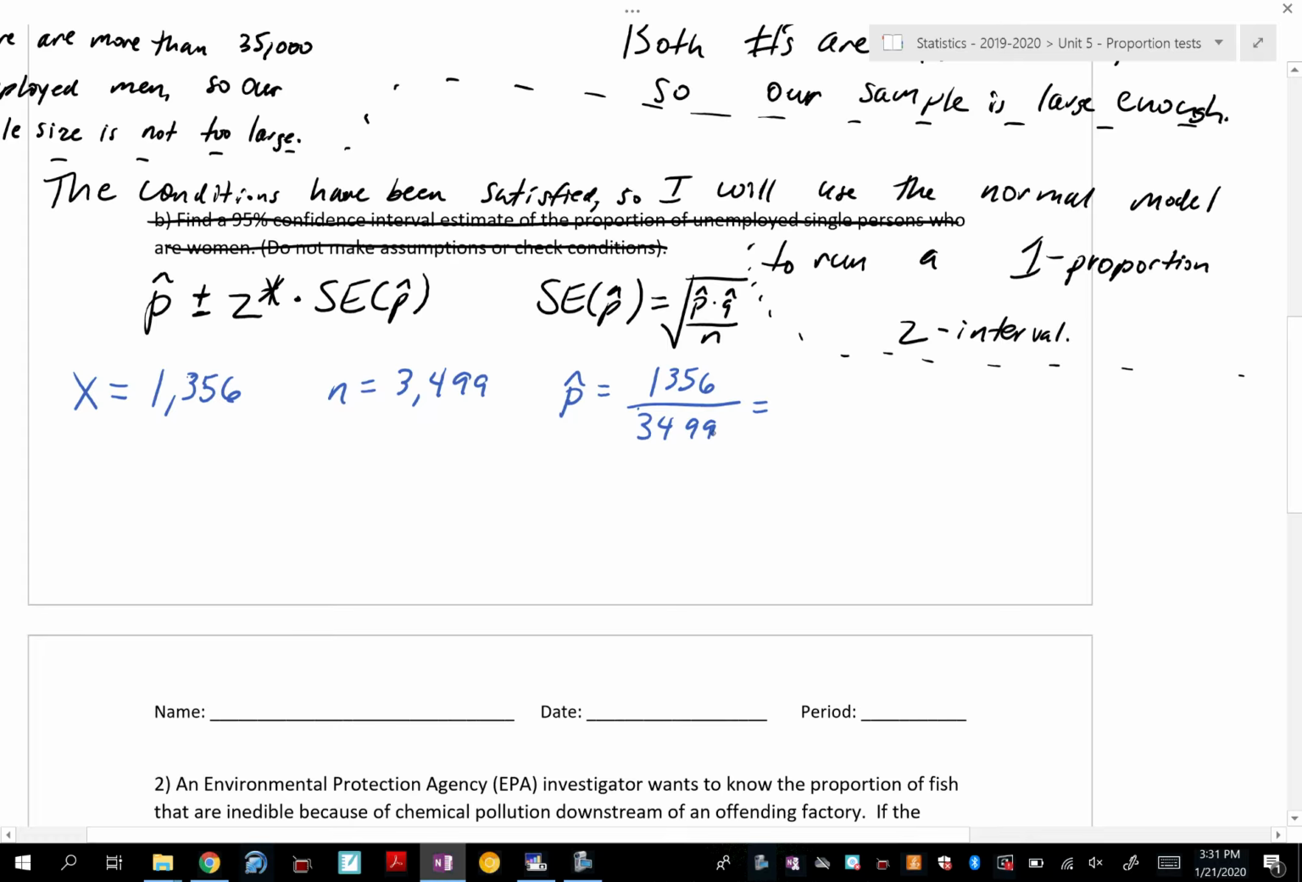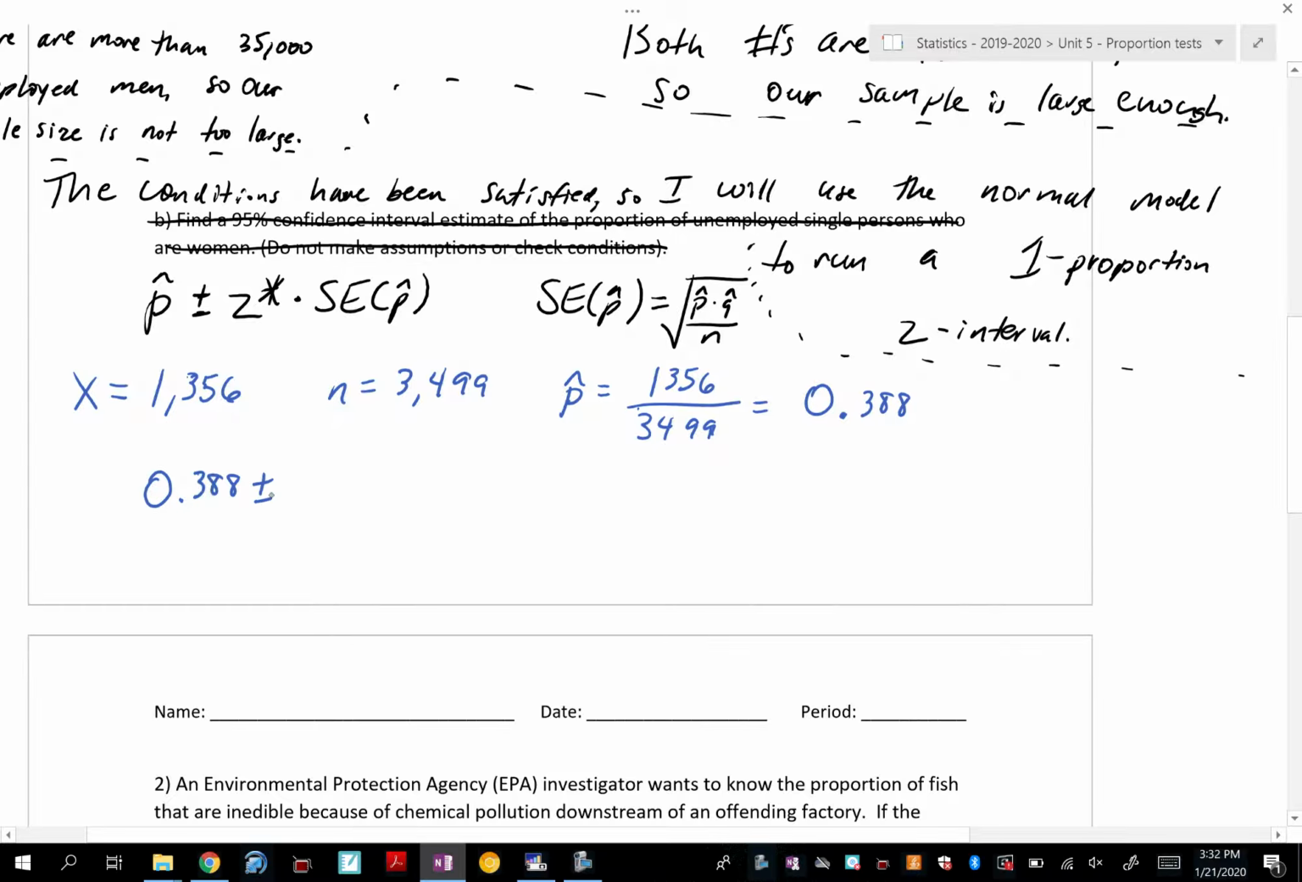So you can take your calculator and find what p hat is equal to. And I always go 3 numbers after the decimal. 388. Great. So I'm going to slot this right in to where it says p hat.